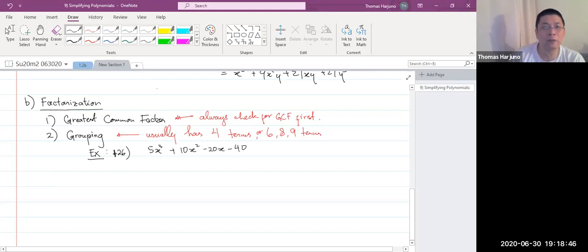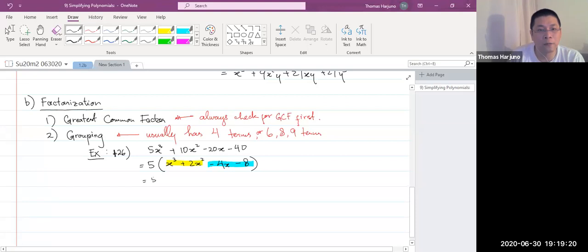Now, always check for common factor first. Here I have common factor 5. So I factor 5 out, I get x cubed plus 2x squared minus 4x minus 8. Then from here you see, I have 4 terms inside. This is the first 2 terms. This is the last 2 terms. So I basically group them into 2 halves right now.